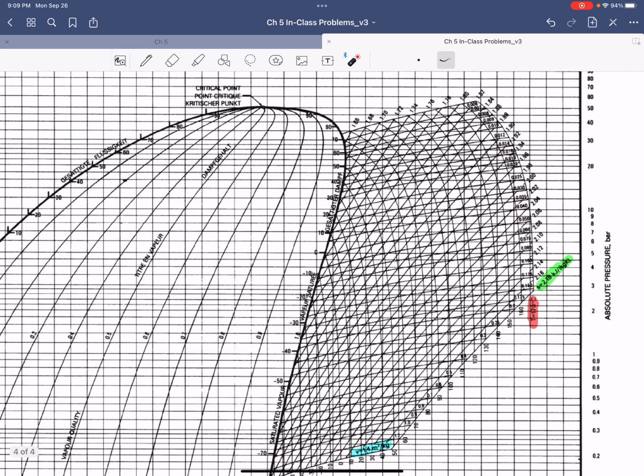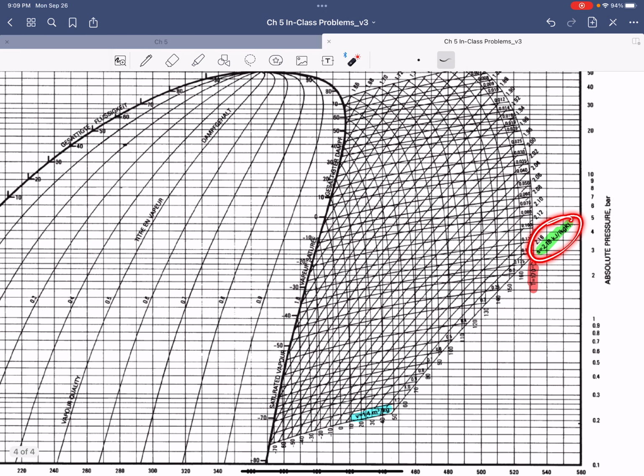And then the lines that go diagonally down, from top right to bottom left, these are for entropy, okay? Right? So that's the entropy of the refrigerant at different conditions.